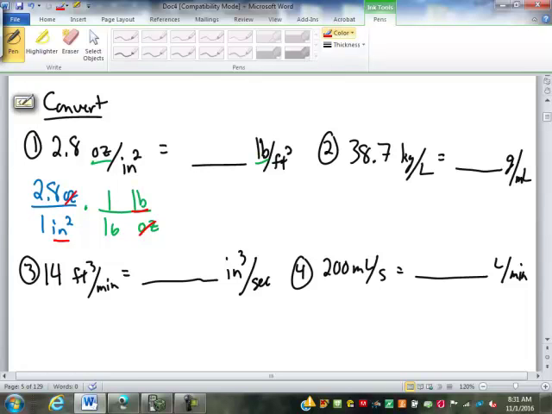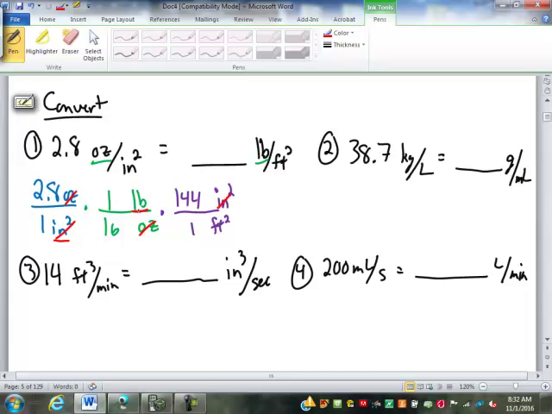We want pounds per square foot. So we're going to have to add on here. We got to get rid of the square inches. Right now square inches are on bottom, so to get rid of them we have to put them on top. And we're changing it to square feet. 1 square foot is how many square inches? 144. Squared, so it's 12 by 12.